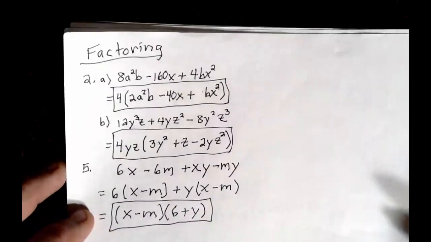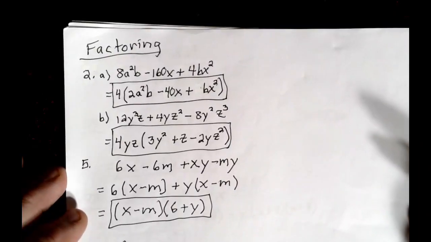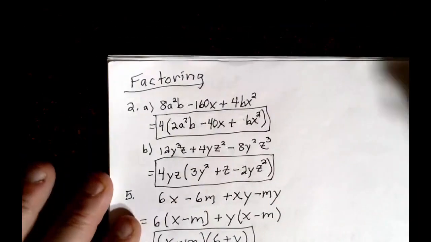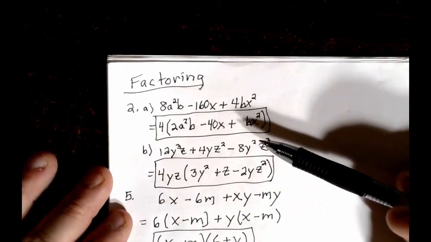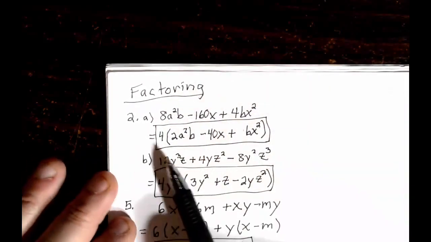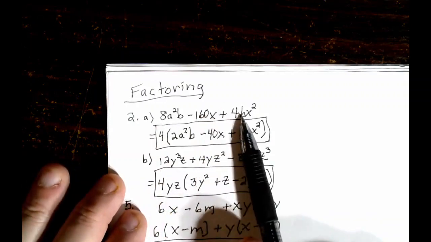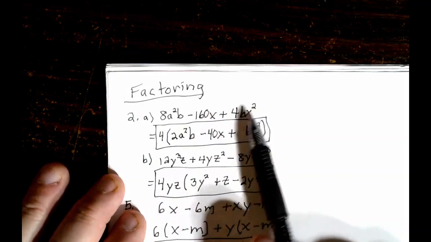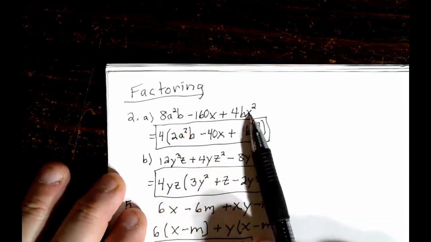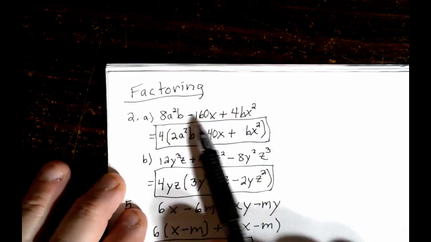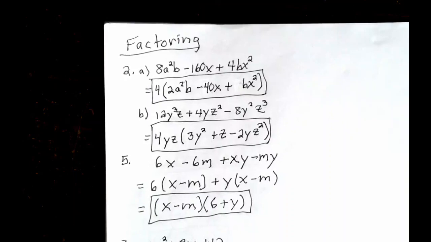Alright, so this section is called Factoring, Solving Equations and Inequalities. This first question is actually out of section 0.6. It asks you to factor out a common term. So 8, 160, and 4 all have a 4 in common. And you don't have 3 A's, 3 B's, or 3 X's involved in all three terms, so all you can factor out is a 4.